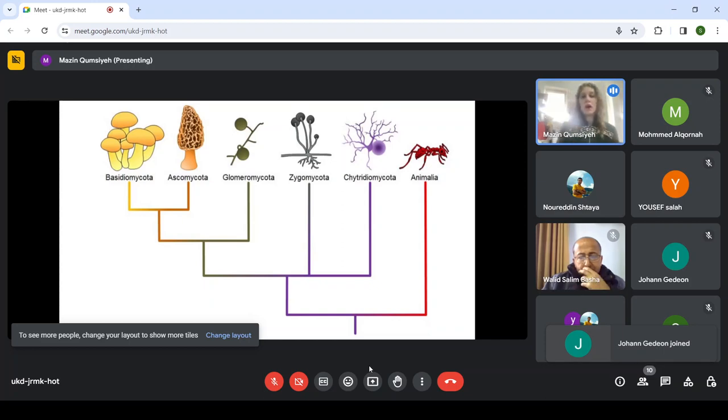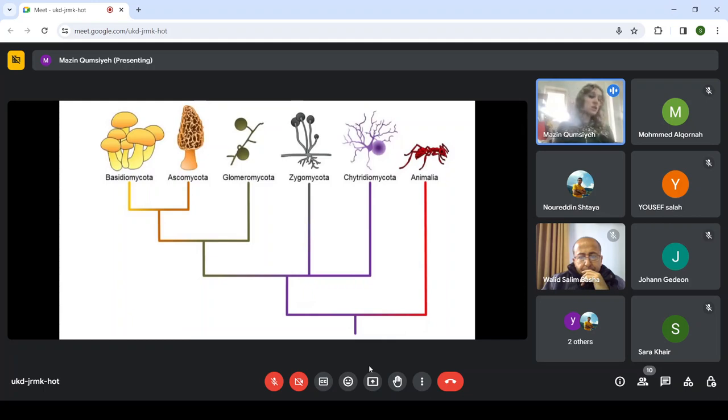So fungi are multicellular and they are more closely related to animals than plants, which is a common misconception, right? Because you see them growing in association with plants and they don't move like animals. So people often think that they are a kind of plant, but they're not. In fact, they're heterotrophic, right? All fungi eat other things. And so they are more closely related to animals than plants. And this cladogram depicts that.